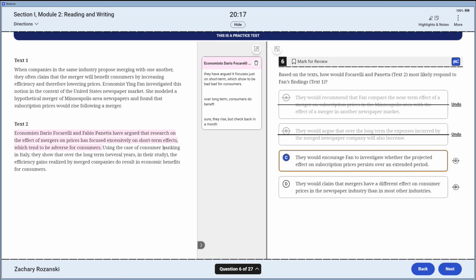I absolutely love the way that C is looking right now. They would claim that the mergers have a different effect on consumer prices. No, there's no statement about industries. All that they're saying is that their only statement is to look in the long term. C is going to be my answer.